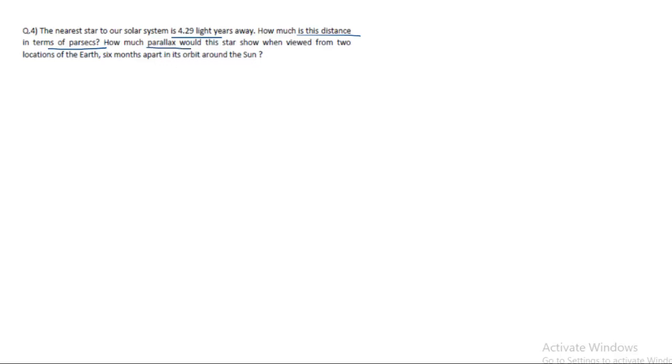And parallax is actually the angle that this star would show when viewed from two different locations of Earth. Let us visualize this first. Suppose this is the star S and it is observed from two different locations of Earth. Suppose this is the Sun and we are observing the star S from Earth. This is the Earth, and we are observing this star S.